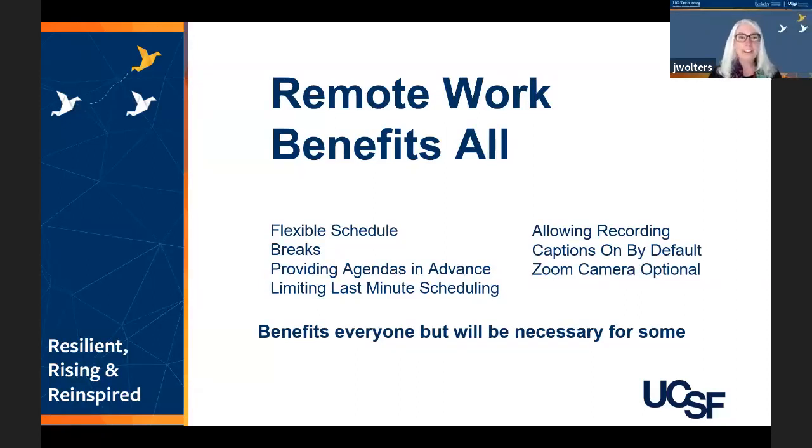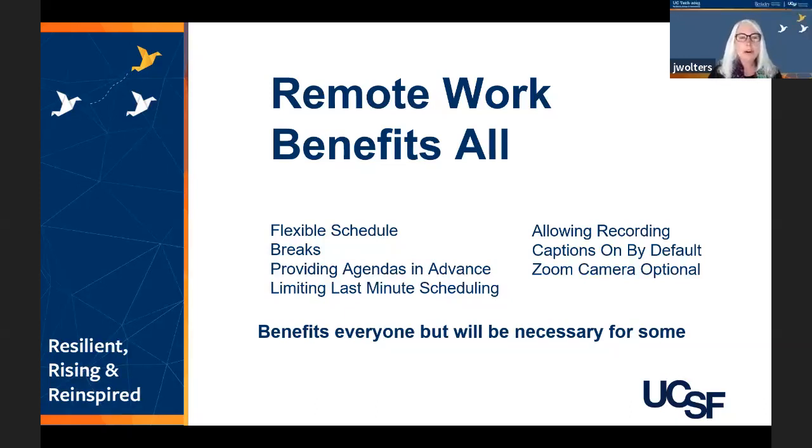Remote work benefits all. Ever since the pandemic, a lot of us ended up working from home, and it benefited us with a flexible schedule. We didn't have to take that time to commute in. We've also at UCSF incorporated breaks into our schedule, so we're not working at the top of the hour for a full hour meeting. We usually have a 5-minute or a 10-minute break between meetings. So that helps all kinds of folks that are juggling family needs, personal needs. And we want to just put a little plug in there that return to work mandates may work against diversity, equity, and inclusion.